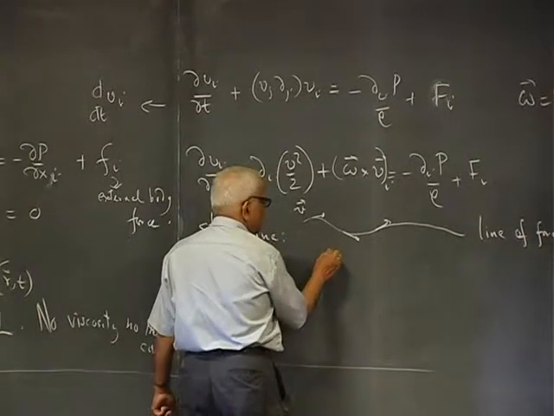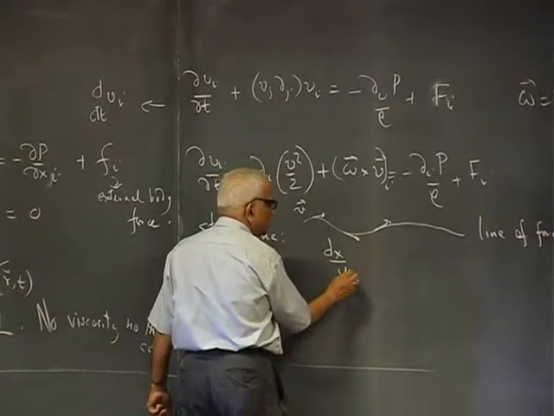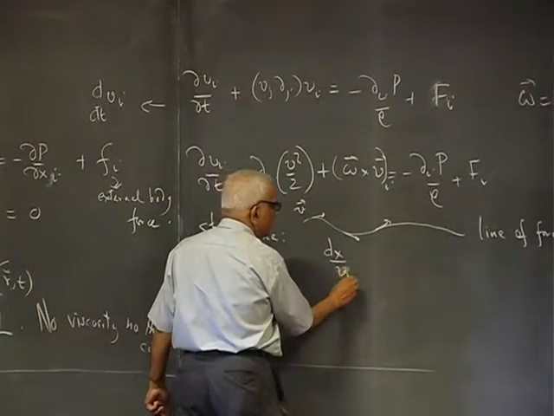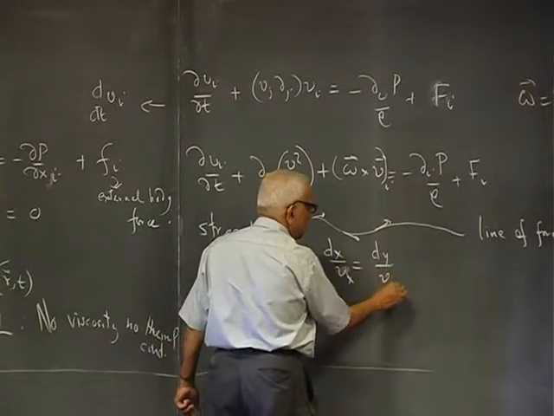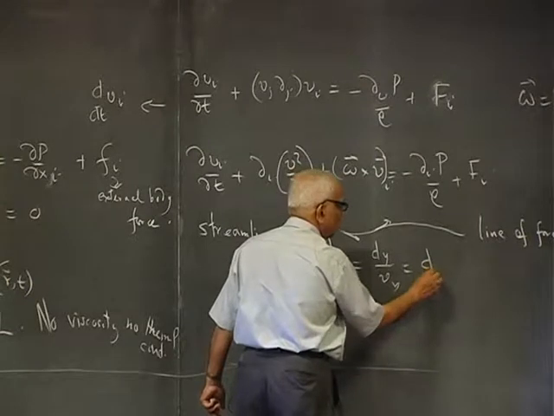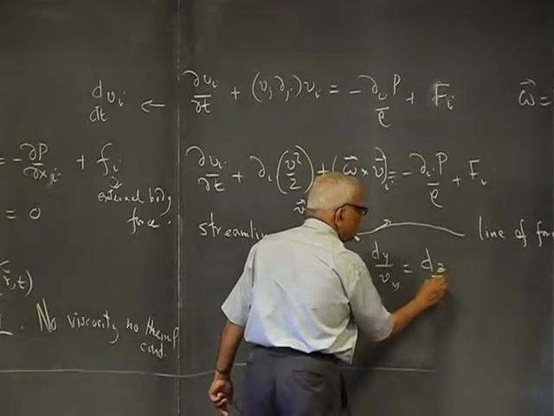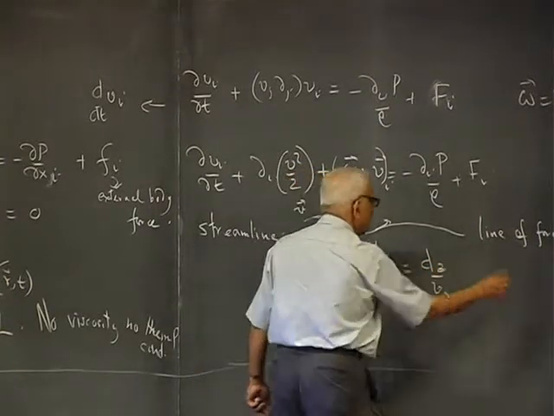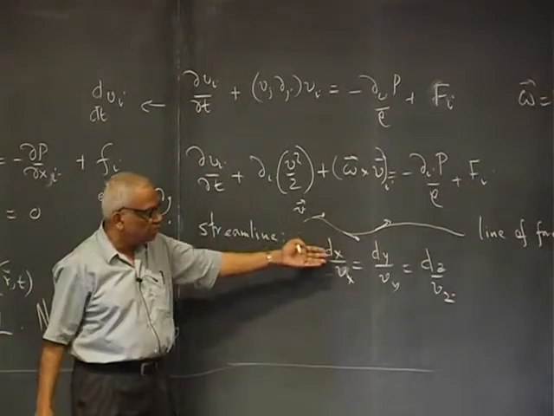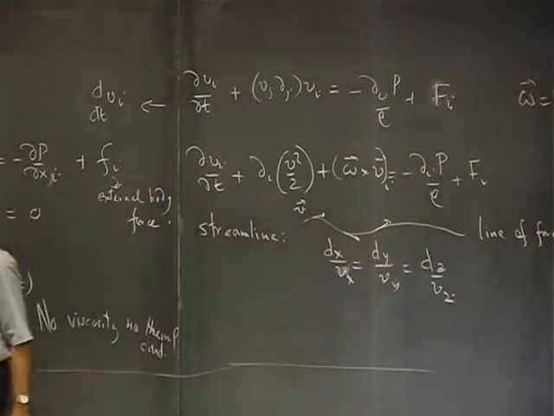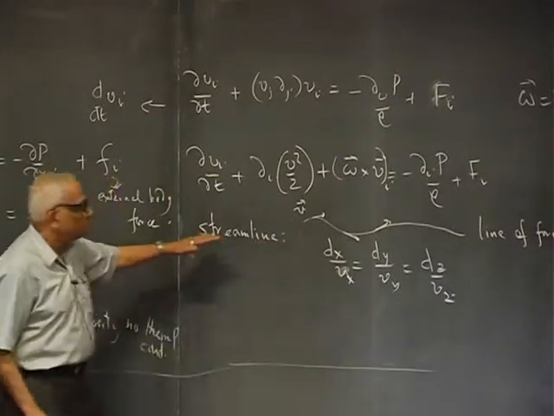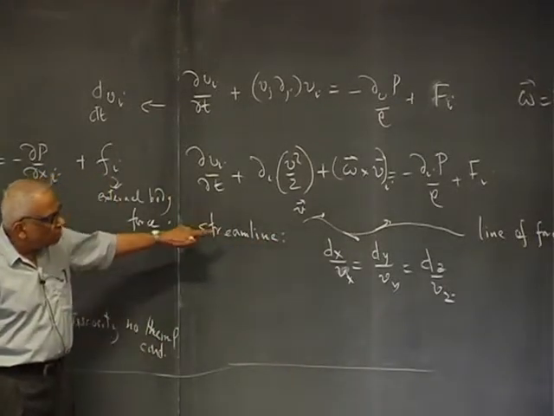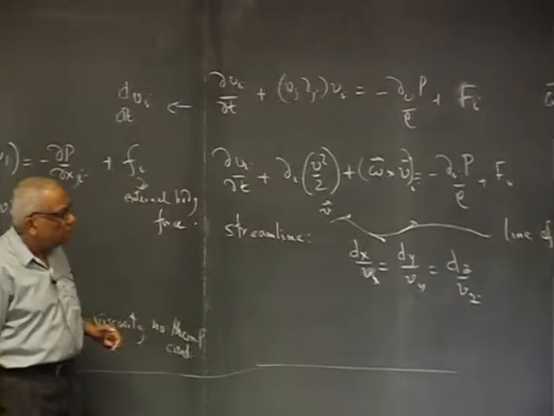And so the equations of motion would be: the equation of the streamline would be dx over vx equal to dy over vy equal to dz over vz. That's how you find the streamline, just from the fact that the tangent to this line gives you the direction of the velocity. So that's the streamline. So now you follow the stream.